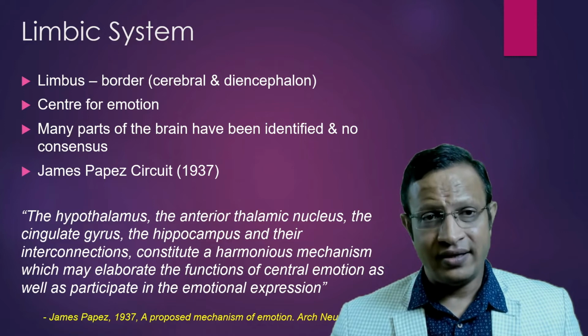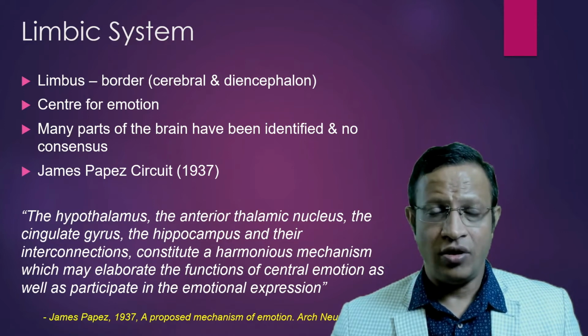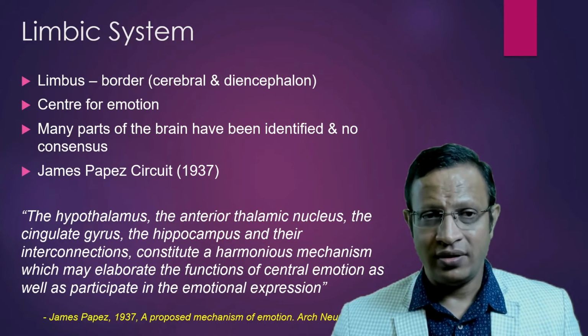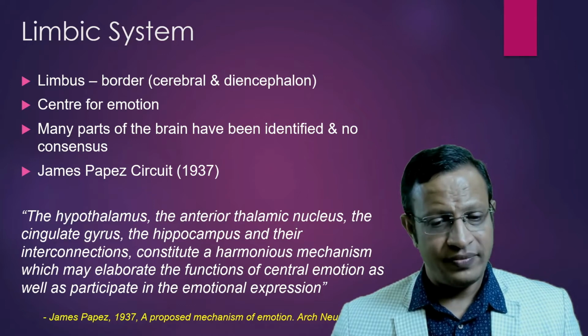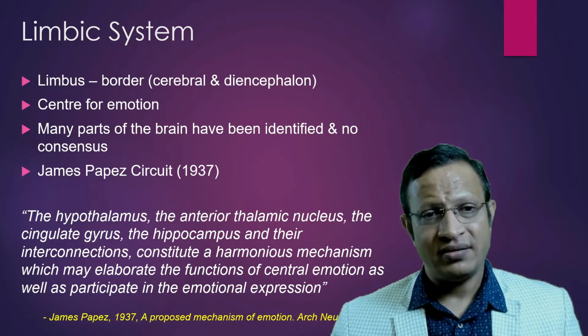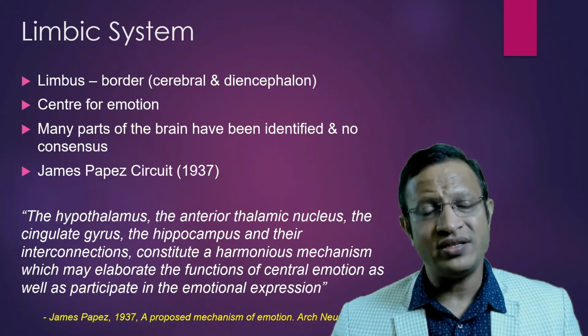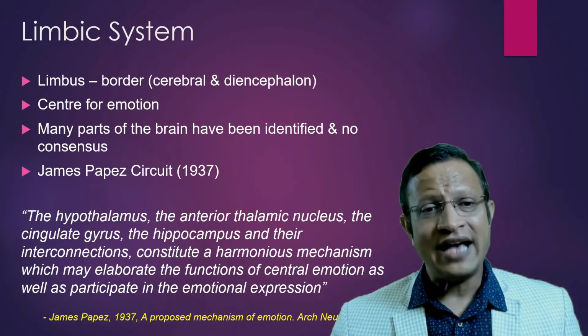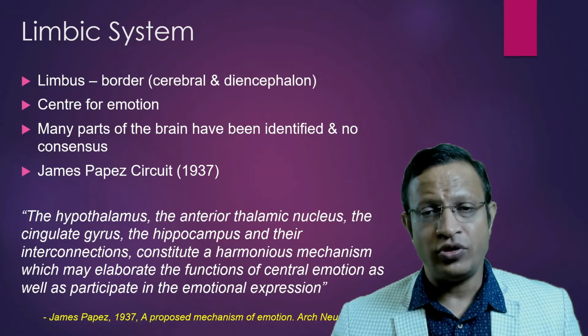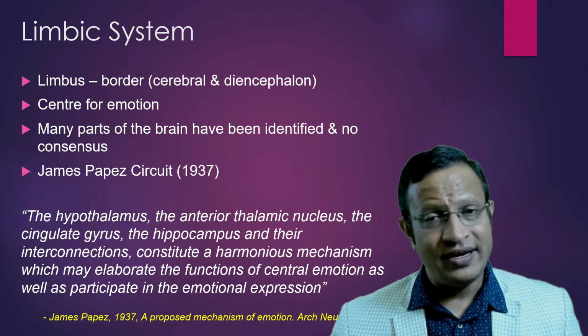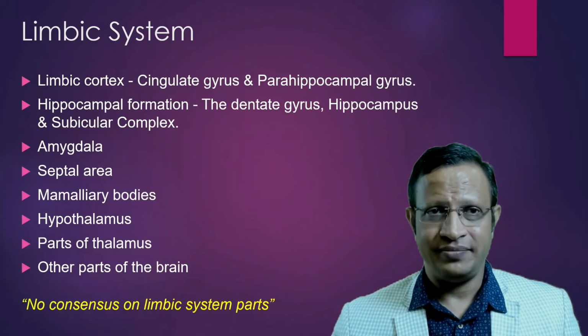He discussed that the center for emotion, or the Papez circuit, consists of the hypothalamus, anterior thalamic nucleus, cingulate gyrus, hippocampus, and their interconnections, which constitute a harmonious mechanism which may elaborate the function of central emotion as well as participate in emotional expression. Ladies and gentlemen, this was in 1937.